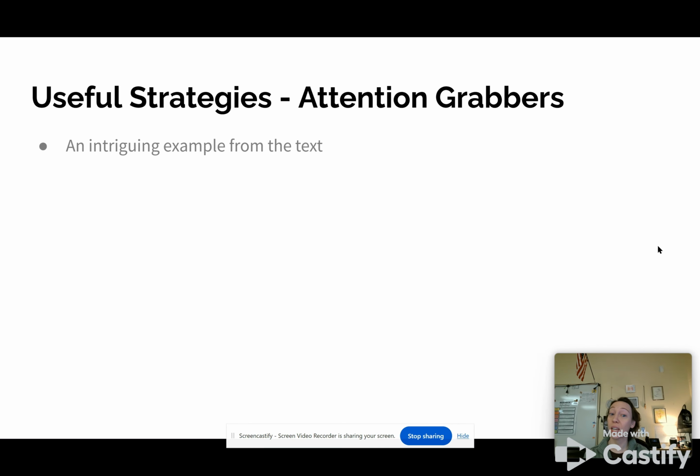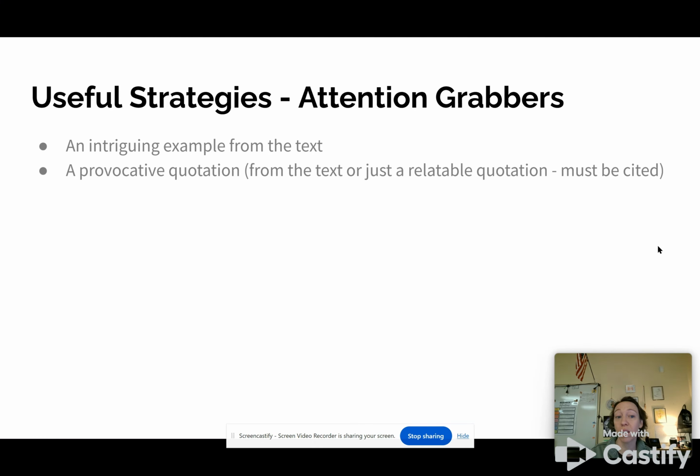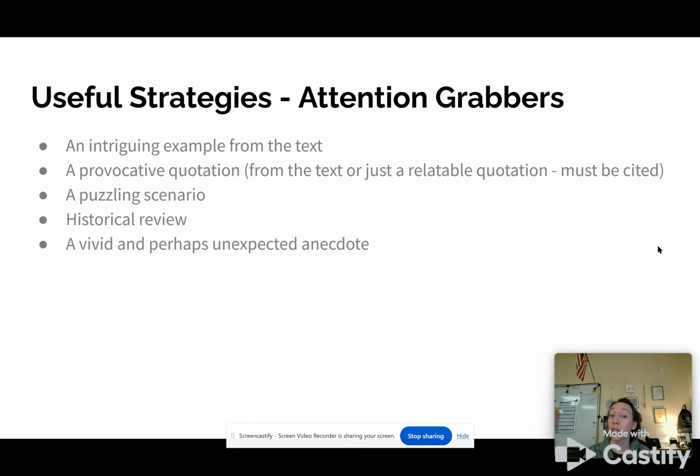So one would be an intriguing example from your text or one of your texts. It could be a provocative quote, right? Something relatable. It would need to be cited. That is important. It could be a puzzling scenario that maybe ties to your topic in some way. Could be a brief historical review, could be a vivid or unexpected anecdote. That was actually one of my favorite research paper intros I've ever read. Could be a thought-provoking question, although that is also not my favorite. That's why it's lower on this list. Or you could do an analogy or a metaphor, like a comparison to help people make some connections there.